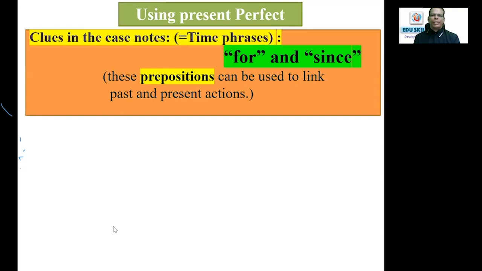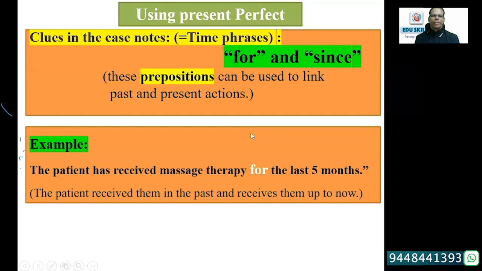Okay. Yes, so those are clues in the case notes where you have to use present perfect. If these prepositions, for and since, are being used in the case note, you know definitely what the sentence structure is and how we have to construct the sentence using present perfect. Example: the patient has received massage therapy for the last 5 months. The patient received it in the past and receives it up to now. Till now, he is receiving massage therapy. That's why we use present perfect.